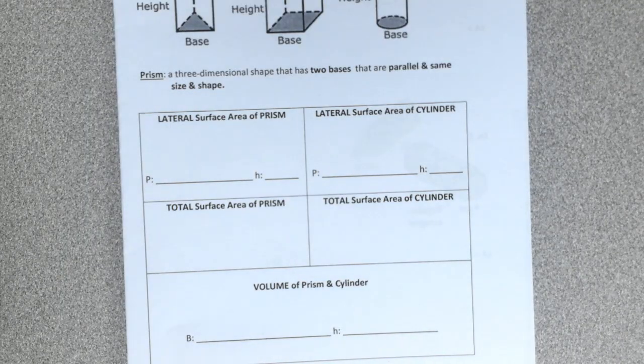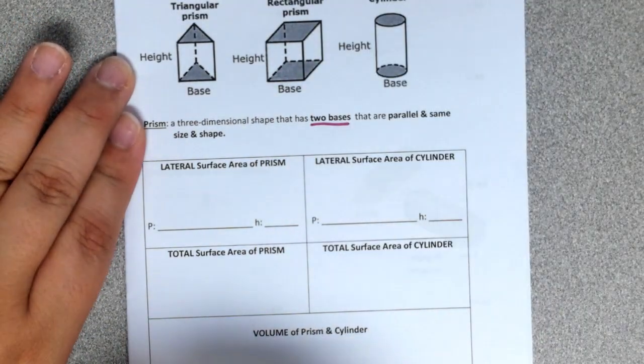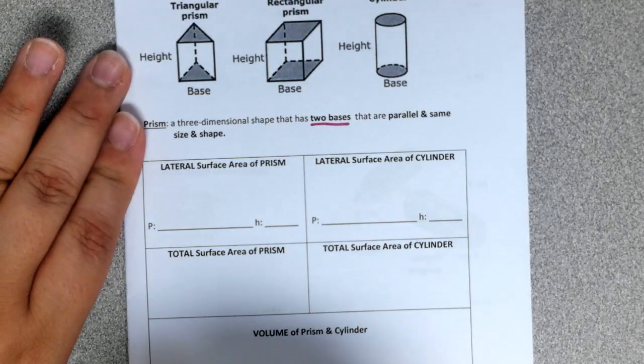So, real quick, as a reminder, a prism is a three-dimensional shape that has, underline this right here, 2 bases. The bases are parallel and congruent. They're the same size and shape.